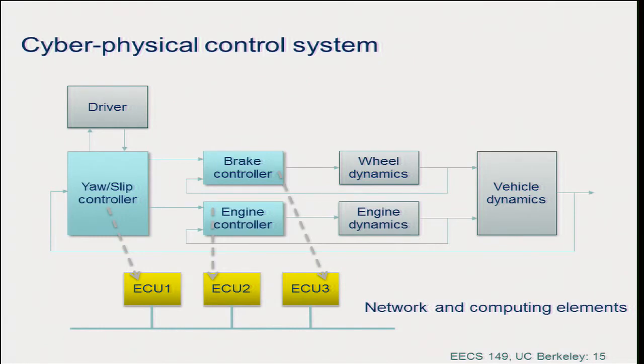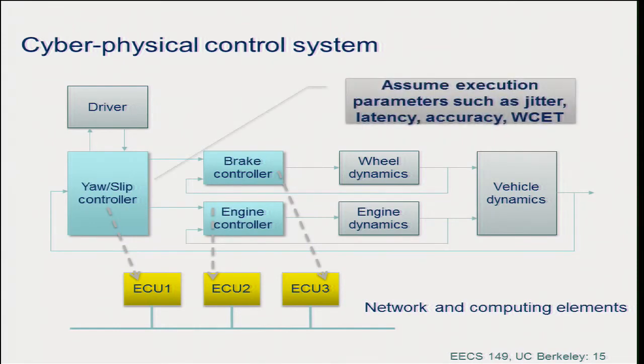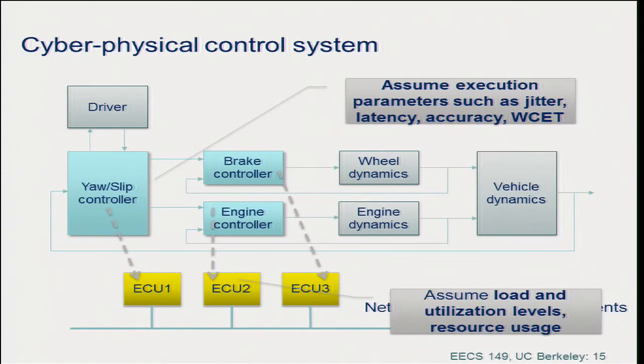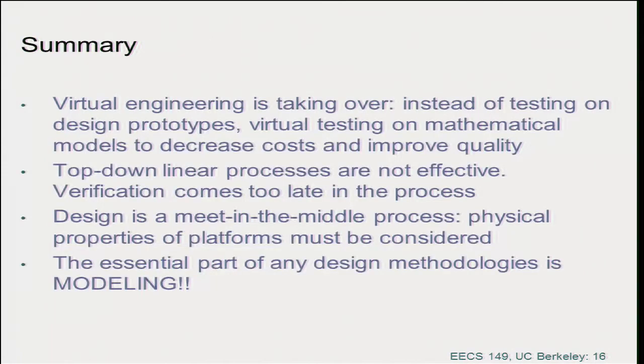Okay. So this is a mapping. So when you marry the various functions onto the ECUs, then you assume execution parameters such as jitter, latency, accuracy, worst case execution time. You assume the load and utilization levels, resource usage, and then you map the two. So in summary, what did we learn? Virtual engineering is taking over. No more rapid prototyping. Okay? Very little of it. So most of the design approaches are based on virtual engineering. So virtual testing on mathematical models, that's what is done.